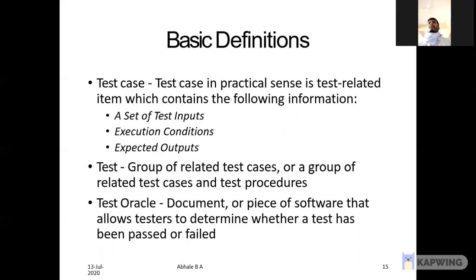Then test oracle. It is a document or a piece of software that allows the tester to determine whether the test has been passed or failed. So that is called a test oracle. Here we are checking the expected result and actual result. If both are the same, then we can say that the test is pass. But if both are different, then we can say that the test is fail. So the document which we are creating is called a test oracle.